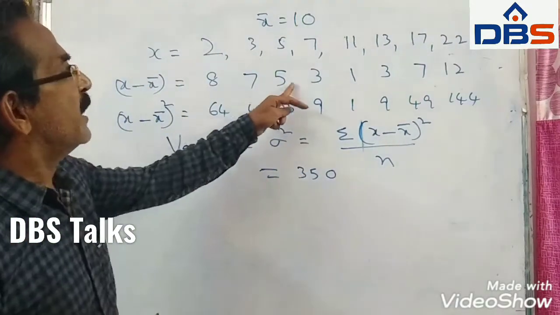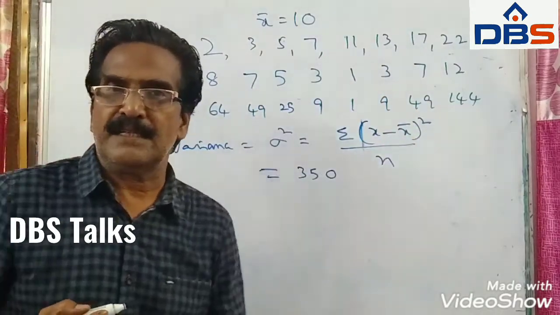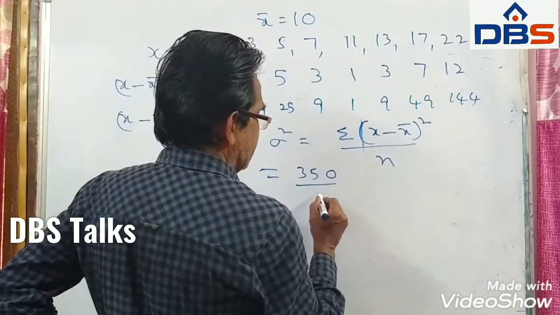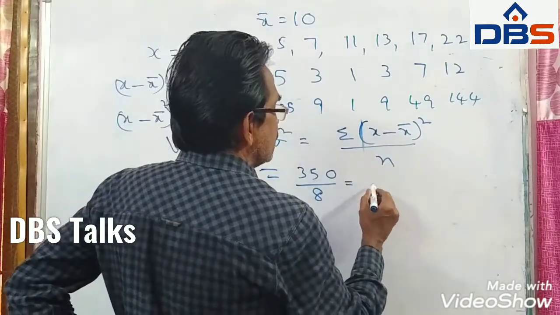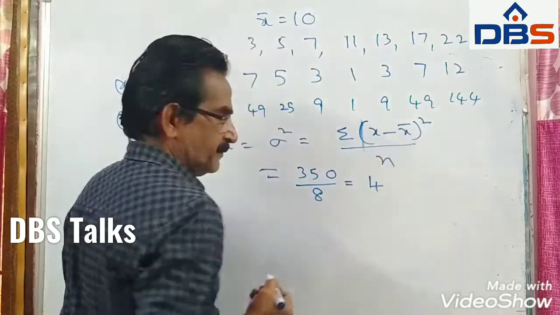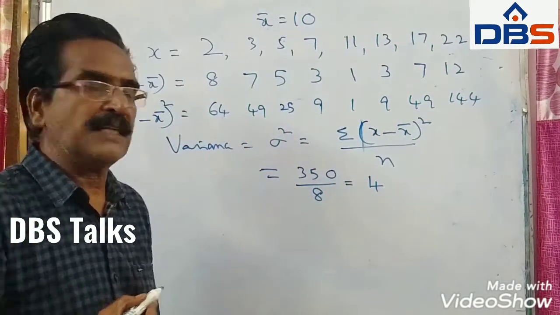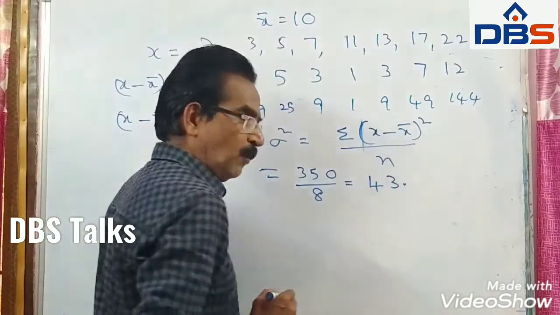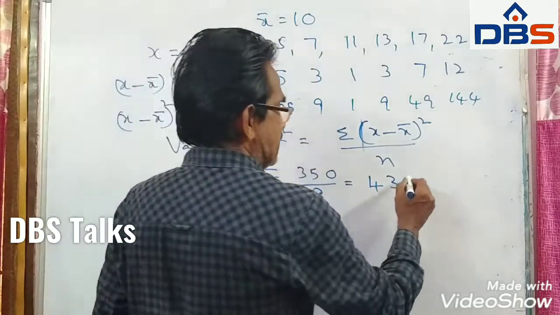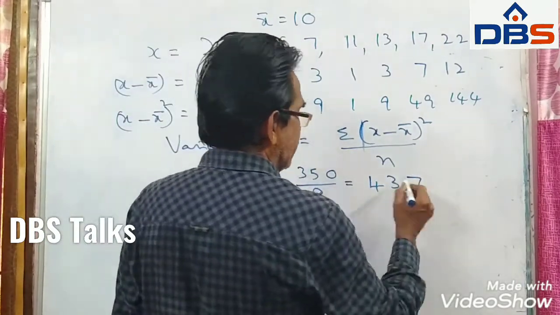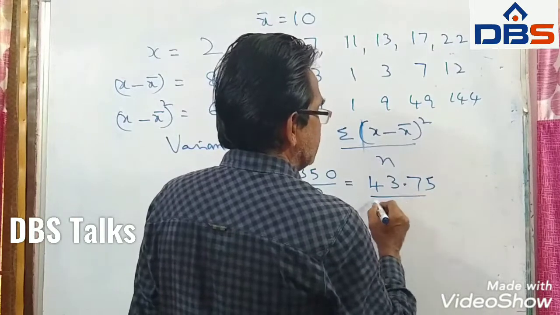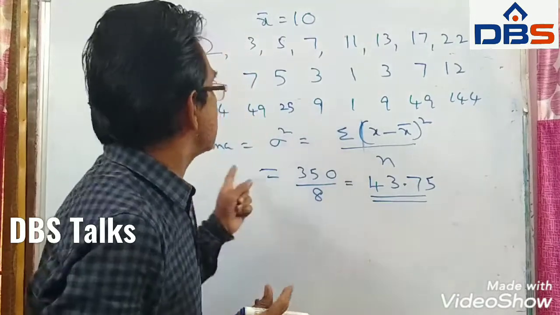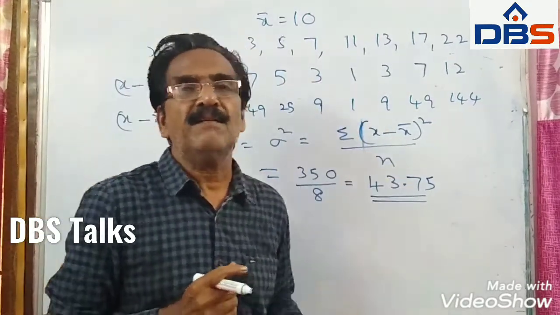How many observations are there? 8 values are there. So 350 by 8. 8 fours are 32, 30 means 8 threes are 24, 6 is remaining. 8 sevens are 56, 4 is remaining, 40, 8 fives. So 43.75 friends. 43.75 is the variance of the given values.